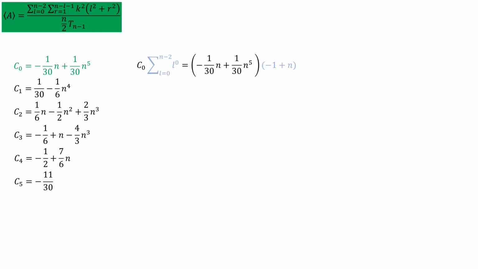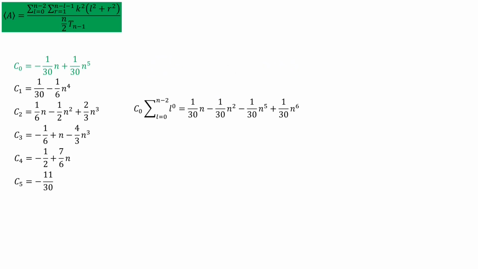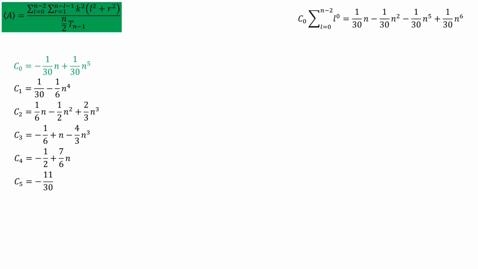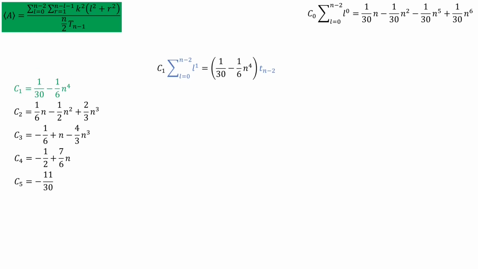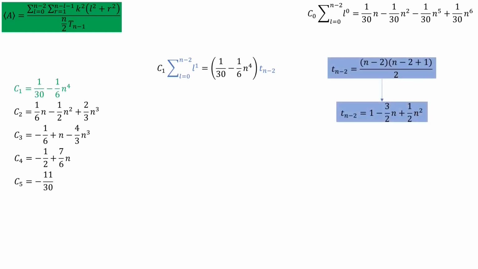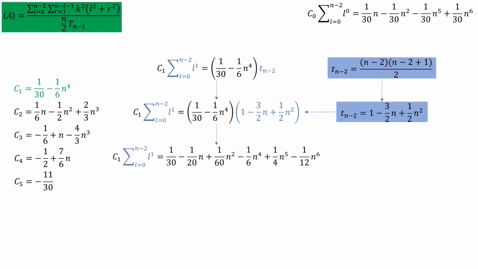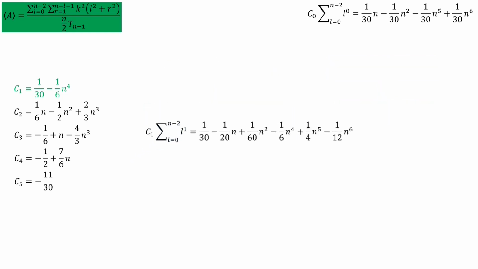And now to complete this outer sum. Start by multiplying C0 with the power sum over L to the 0. Distribute those factors and put it aside. And then we do the same with C1 and the power sum over L to the 1, which is the n minus 2th triangular number. And plug in the expression. Write it as a polynomial, and then plug back in and distribute again. And put this new polynomial aside.